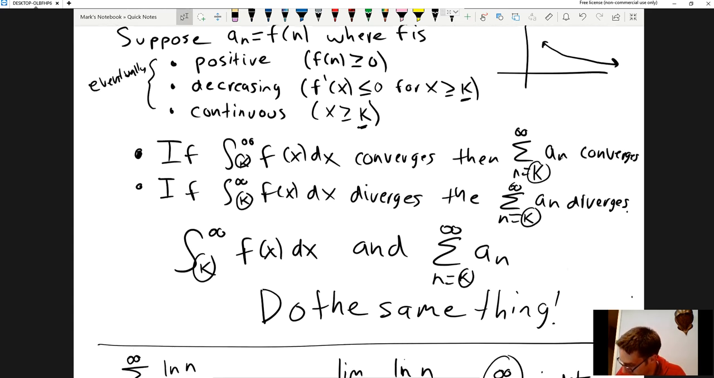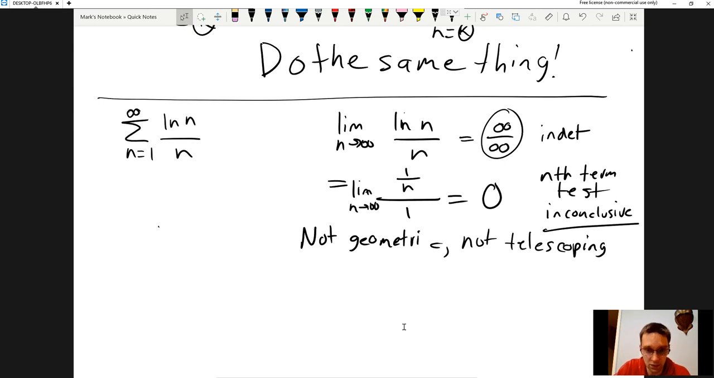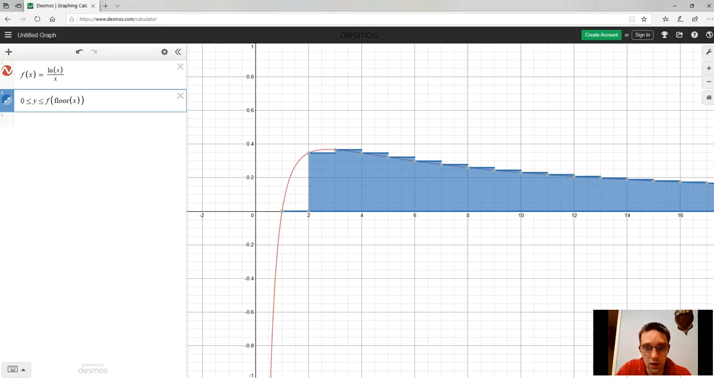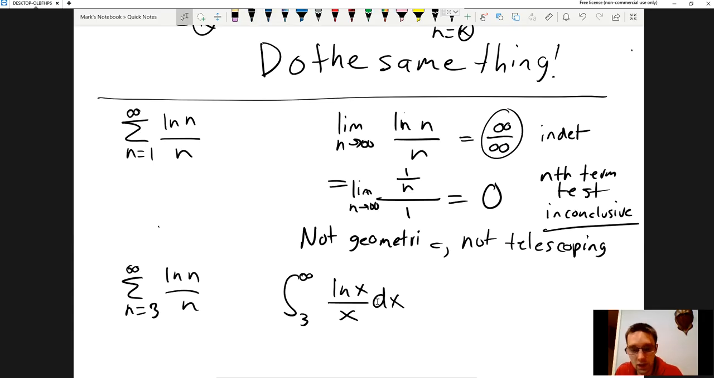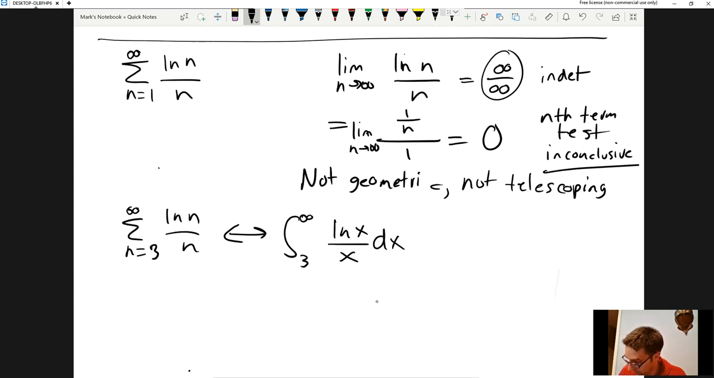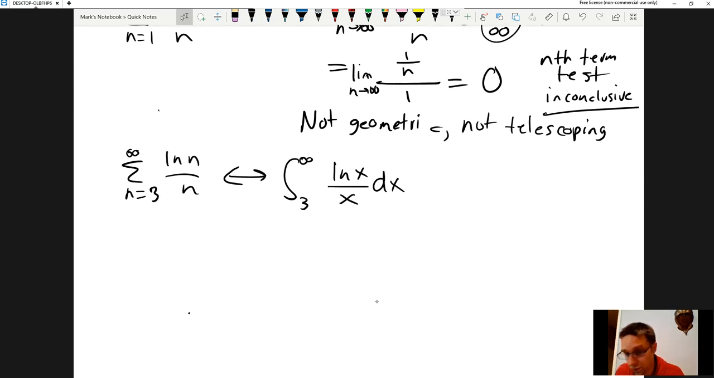All right, so let's see if we can apply this more flexible version of the integral test to this problem. So the log of n over n is not decreasing, but if we look at our picture again, notice it looks like from 3 on, we could certainly compare. Because from 3 to infinity, the function is decreasing, positive, and continuous. So these two things, the sum from 3 to infinity and the integral from 3 to infinity, must do the same thing. And so let's evaluate that integral from 3 to infinity.